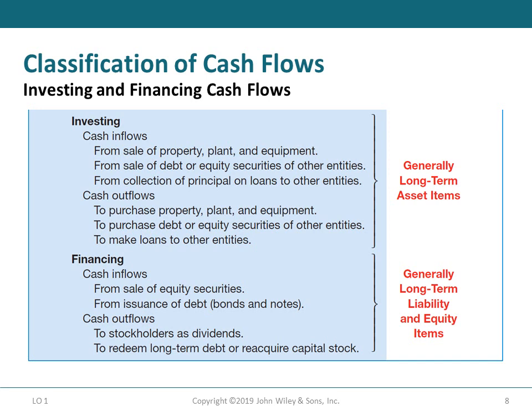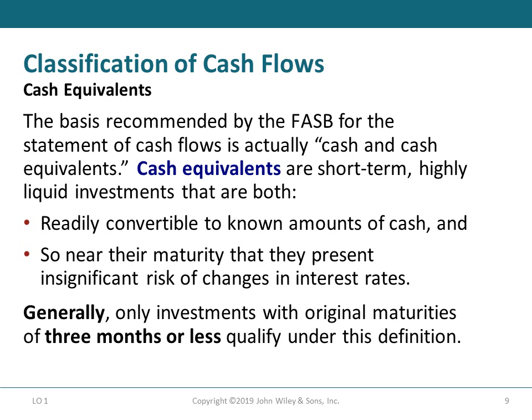So we have three categories of cash flows. The first category is operating activities, the most important one. Also, we have investing and financing categories. Now let's concentrate on how the cash flow statement concentrates on cash. Actually, the cash flow statement concentrates on cash and cash equivalents, as the basis recommended by the FASB, the Financial Accounting Standards Board, for the statement of cash flows. So what is meant by cash equivalents?